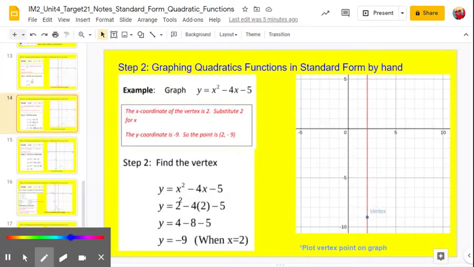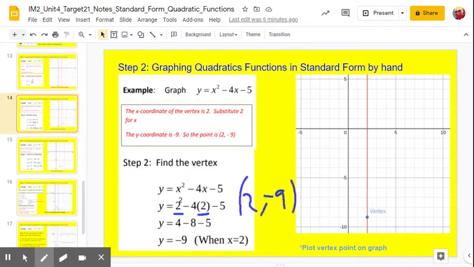So now we know the vertex of the parabola is on the axis of symmetry, but we don't know exactly where it's located. To find that, we take the line of symmetry value, x = 2, and substitute the 2 in for x. This equation has two terms with x values, so the x squared and the -4x both get replaced with the 2. So we have y = 2² - 4 times 2, and then minus 5. With the order of operations, we get y = 4 - 8 - 5, and you simplify that to get y = -9. So when x is 2, y is -9. That's the point (2, -9), and that is our vertex point.